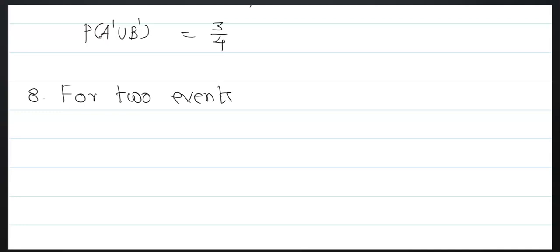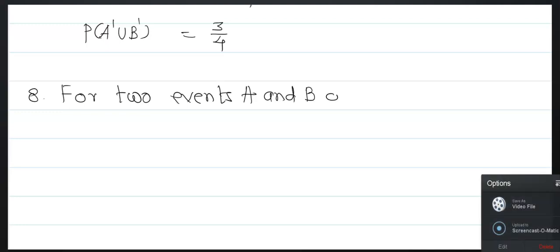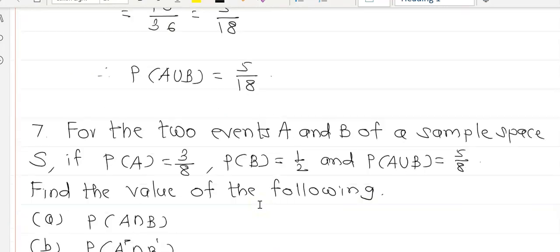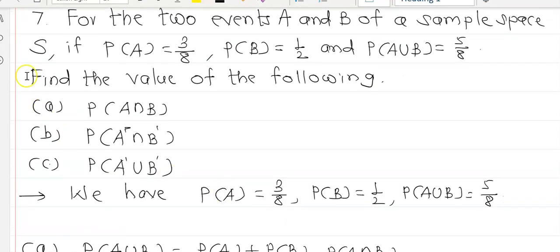Now we'll see the same problem. Problem number 7. For the two events A and B of the sample space S, if P(A) is equal to 3 by 8, P(B) is equal to 1 upon 2, and the probability of A union B is equal to 5 by 8, find the values of the following.